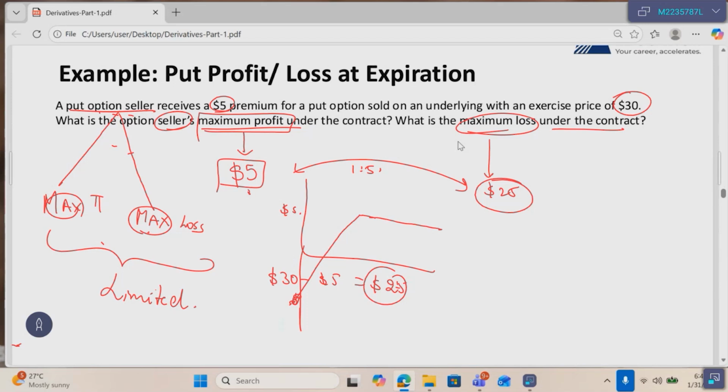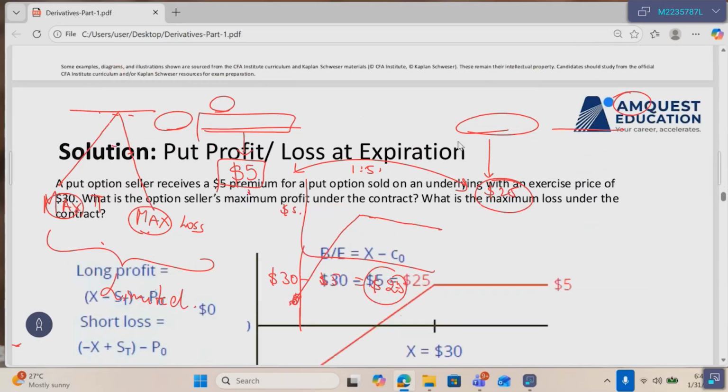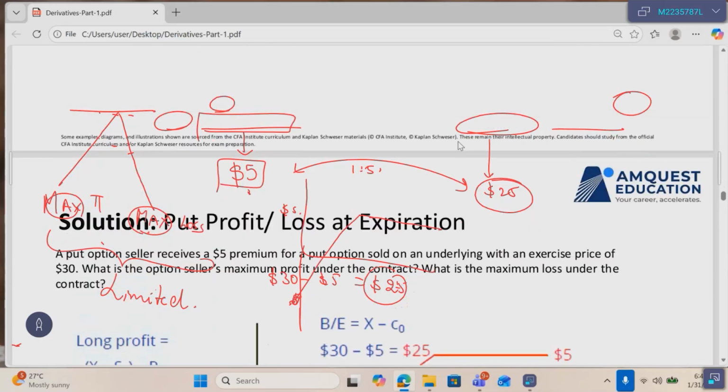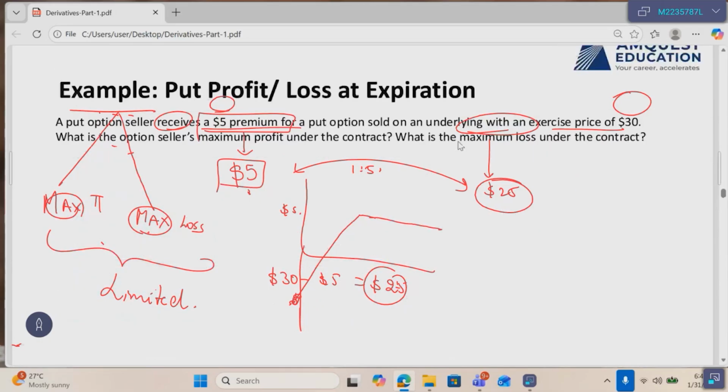Are we clear, guys? Any questions? Clear that? Okay. There you go. That's the solution. Maximum profit, $5. Maximum loss, 25. Diagram, I just showed it to you. I could ask you one more thing. What's the break-even point? What's the break-even point?